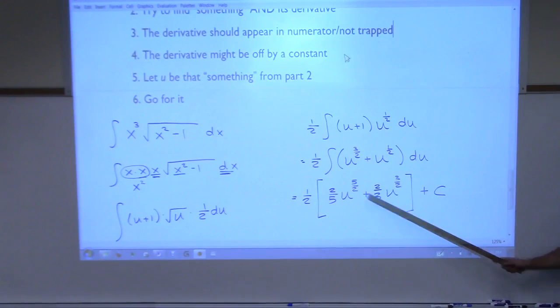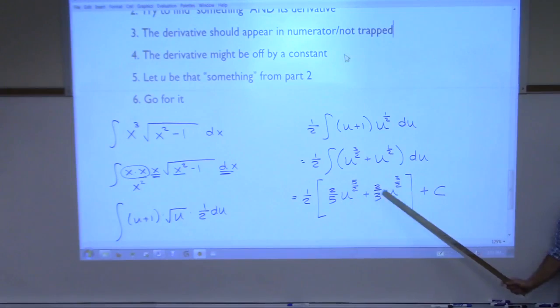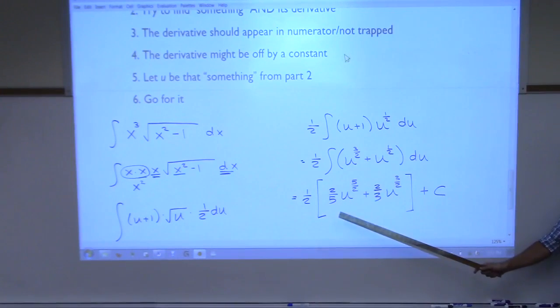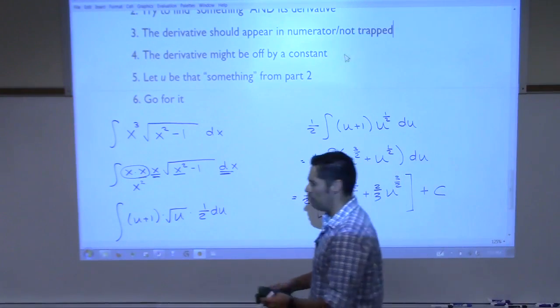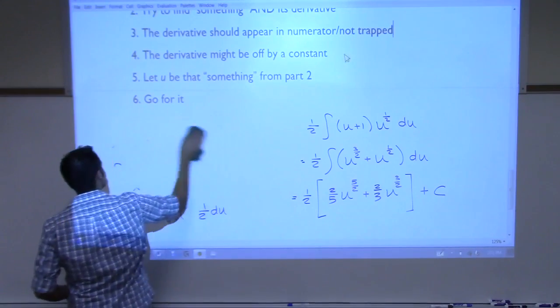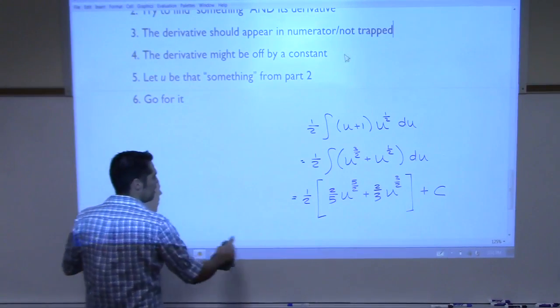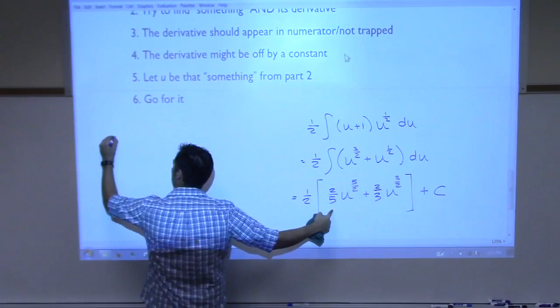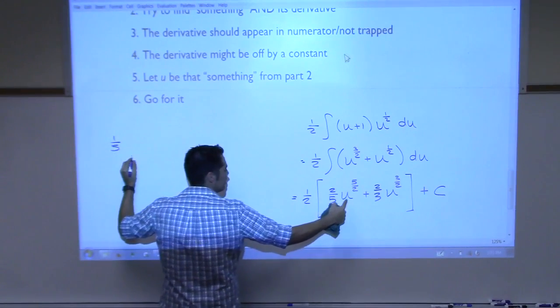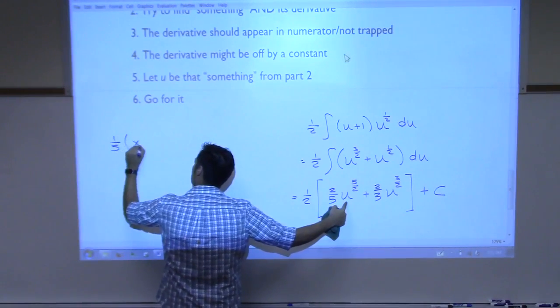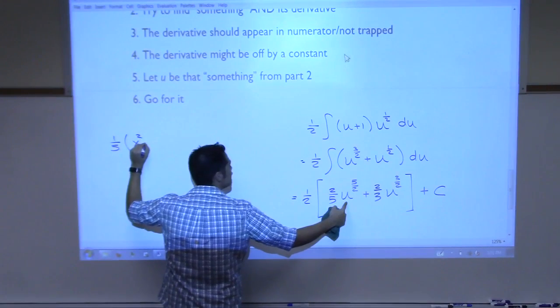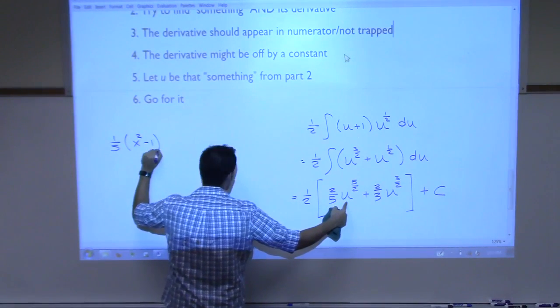Now, why do you think I put that in brackets? Because the 1/2 has to get applied to both of these, right? Not just the first one. So I put it in brackets. You could have used parentheses, but I did brackets just to kind of reinforce that it needs to be separated. Distribute the 1/2 through, replace u, and we're done. So when we distribute a 1/2 through, we get 1/5 u, which was, wasn't it x squared minus 1, to the 5/2.